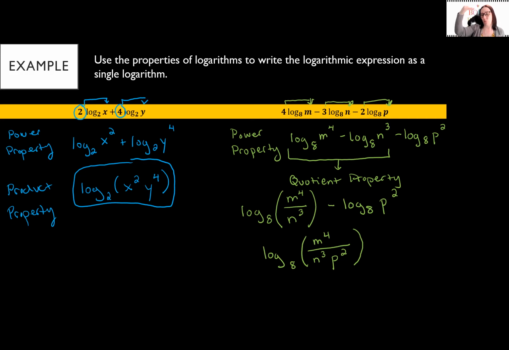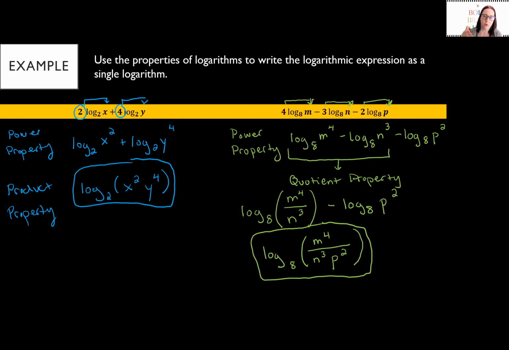So whatever is after that minus sign goes in the denominator essentially. So even if you have multiple minus signs, you just kind of go from left to right and then it goes in the denominator. So we end up with this single logarithm. We've got m to the fourth over n cubed p squared. And so that cannot be simplified further. We can't combine any of those exponents or anything like that. So that is your final answer.